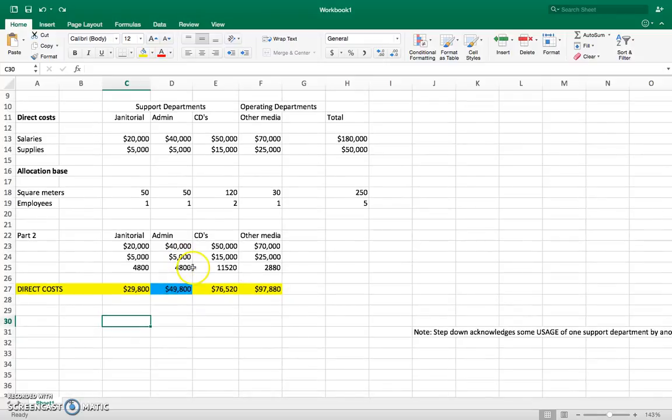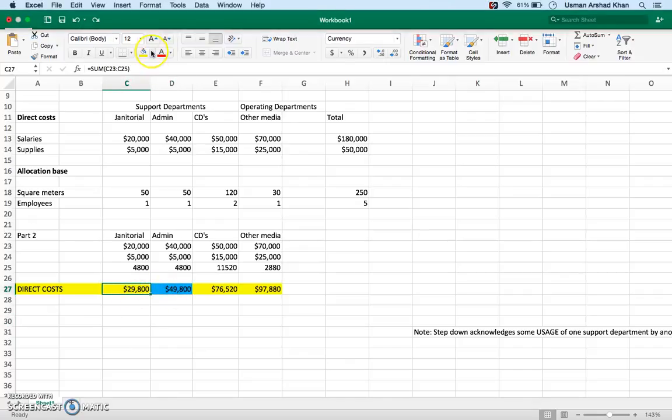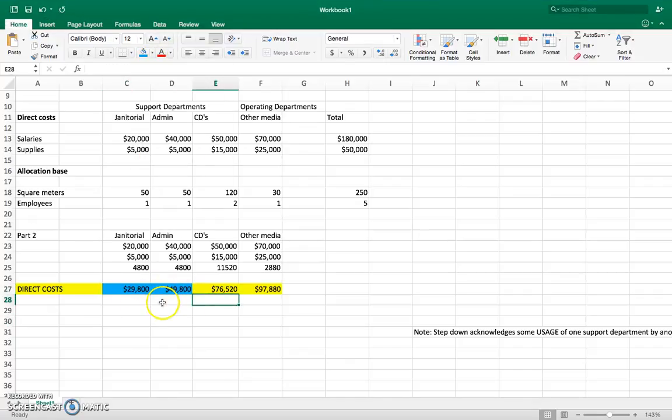Remember, in the direct method, we simply took our two costs right here in blue and we transferred them to our operating departments, which are CDs and other media, right? We did this directly. However, in step down, we want to show that one of the departments uses the other support department as well.